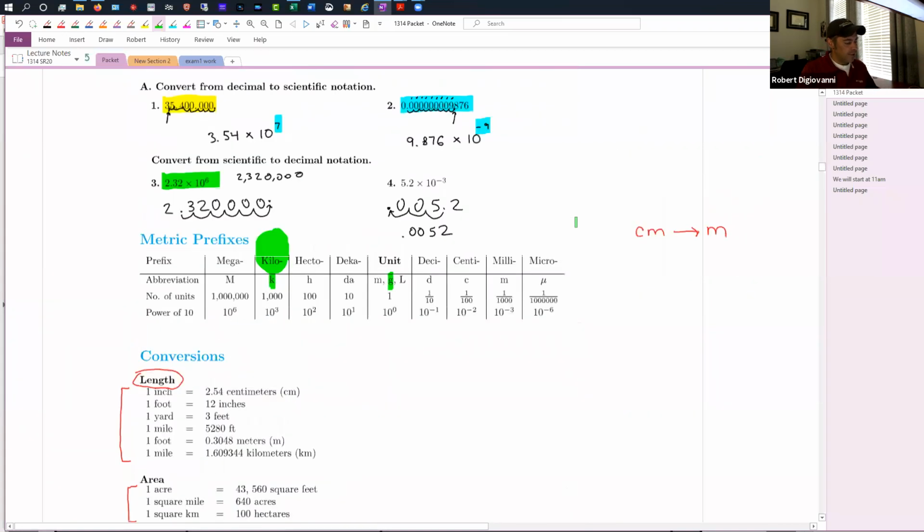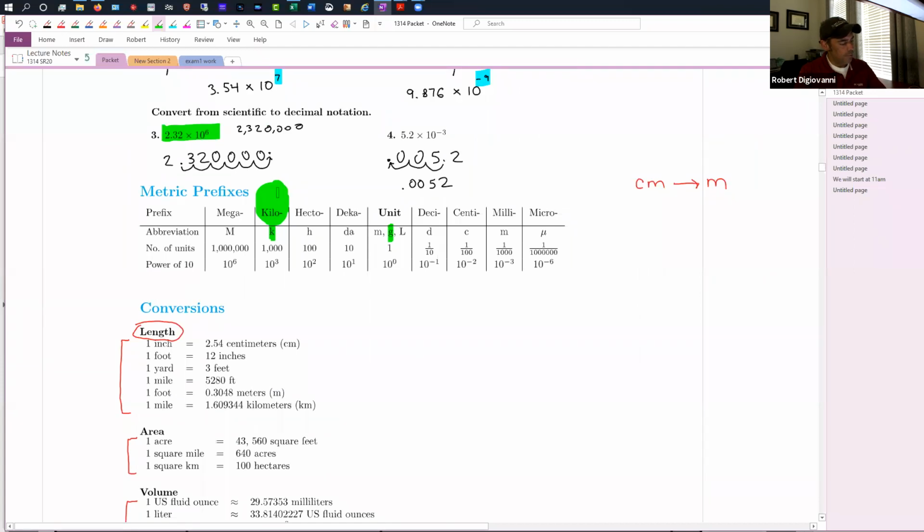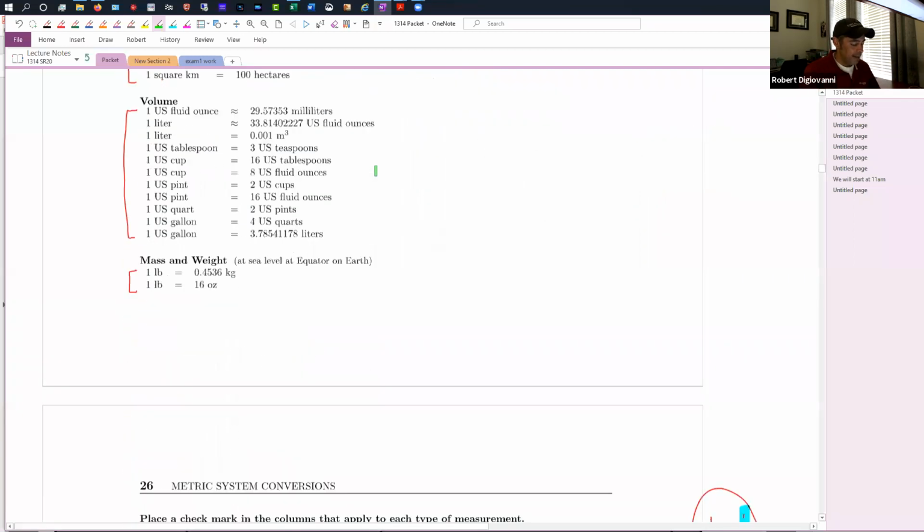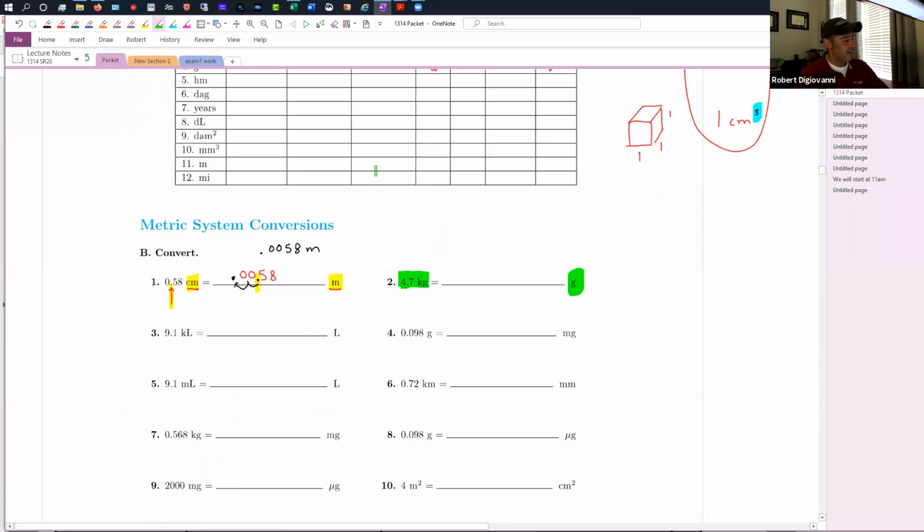So if I go back to my chart, I'm going to have to move, let's see, 1, 2, 3 places to the right this time, right? So if to go from kilograms to grams on the chart means 3 places to the right, that means on my answer, all I'm going to do is take the decimal point right there, that 4.7. I'm going to move that point 3 places to the right.